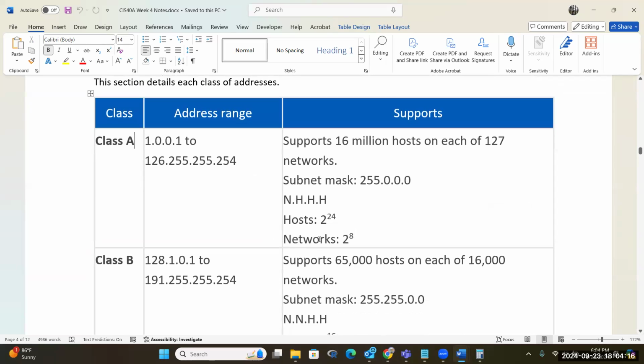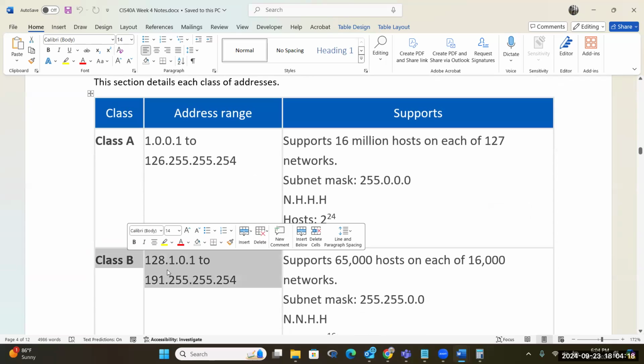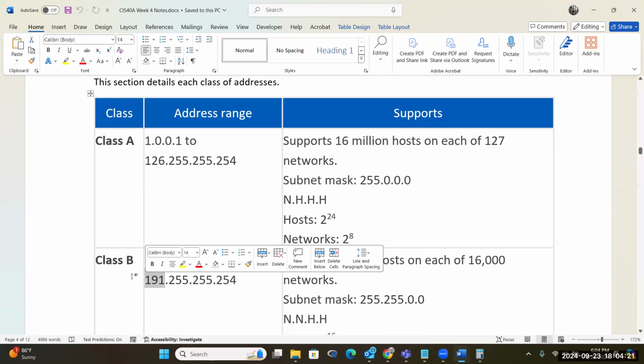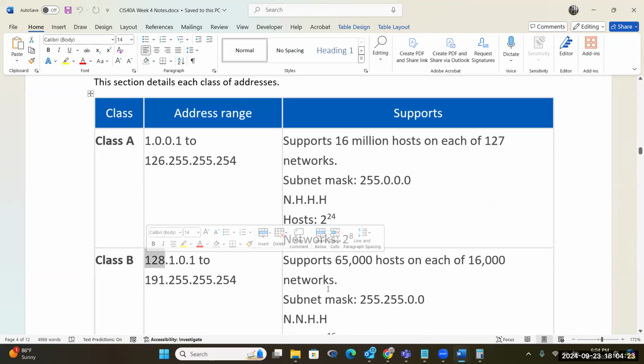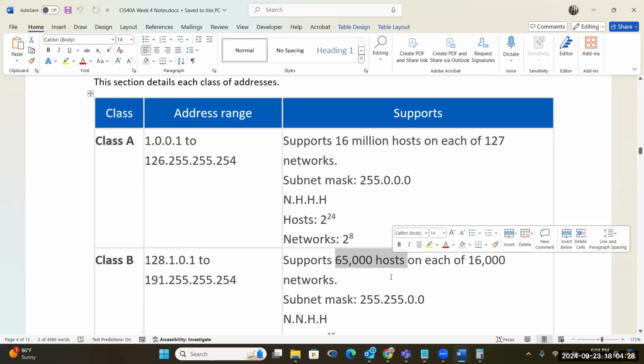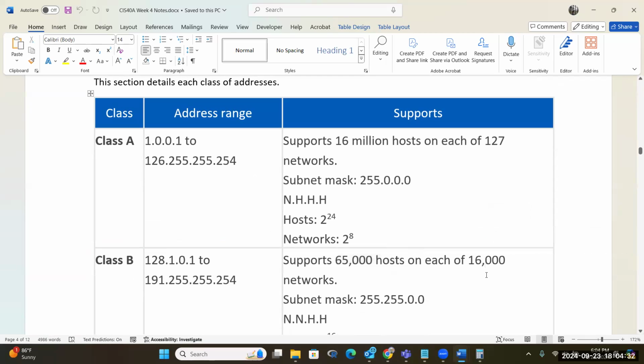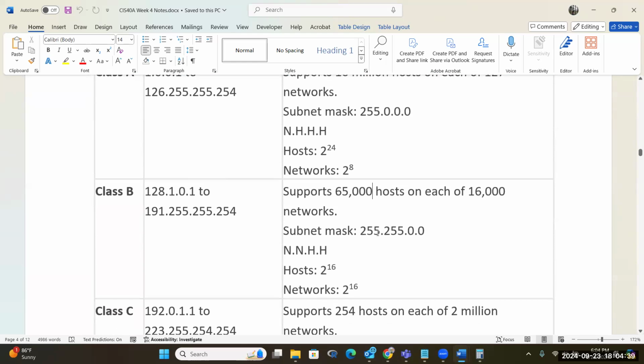For class B, that's going to be 128 to 191 for the first octet. That's all you need to remember, right? That's going to give you 65,000 hosts, computers, tablets, whatever, and 16,000 networks. So it's kind of in the mid-range, but it's still a lot of hosts. And for your subnet mask, network and hosts, it's 2 to the 16 for both sides, half and half.